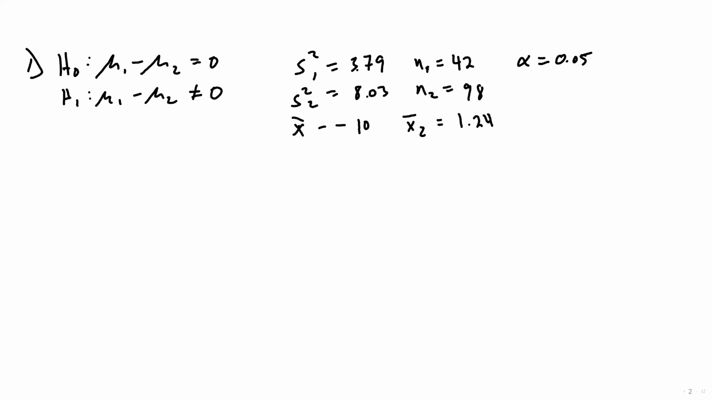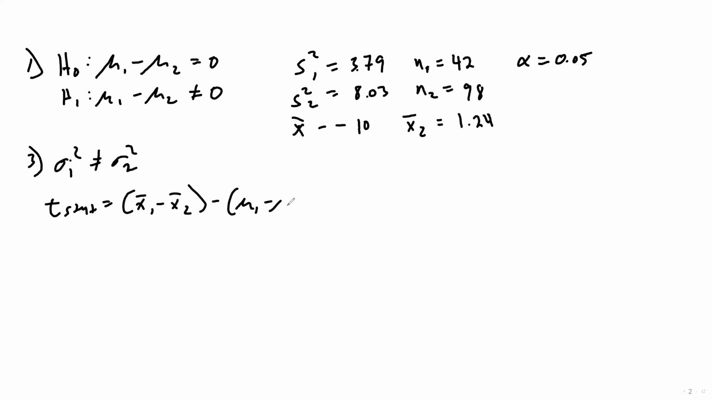Okay, so give me 1 second. So this is step 3. We are assuming unequal variance because we rejected our F test. So now our T-stat for that is as follows: x bar 1 minus x bar 2 subtracted by mu1 minus mu2, divided by, we don't use our pooled variance now, it's a different formula.